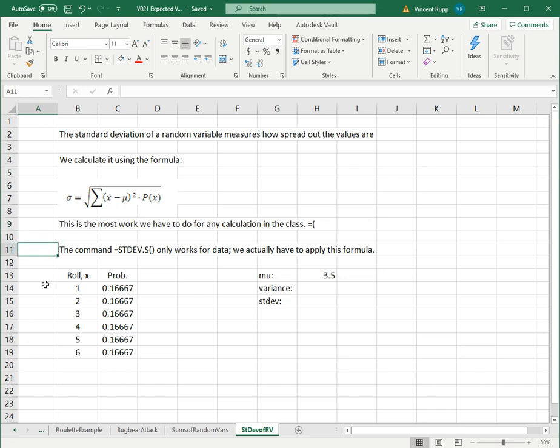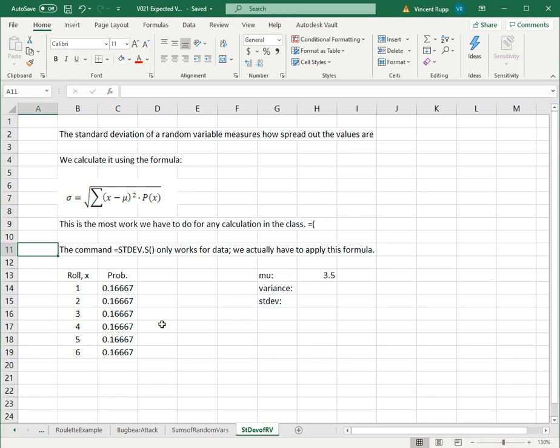Before, we were finding standard deviation using this nice Excel command, but that worked when we had data. We don't have data in this case. We have a probability model. So unfortunately, we cannot use this in this case. But let's go through an example of how this works, because you should do it a few times.